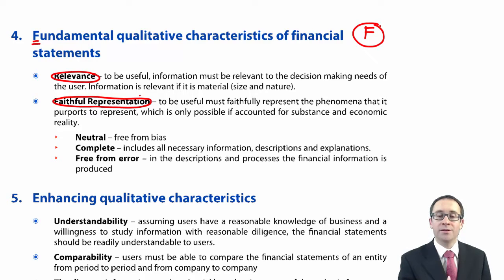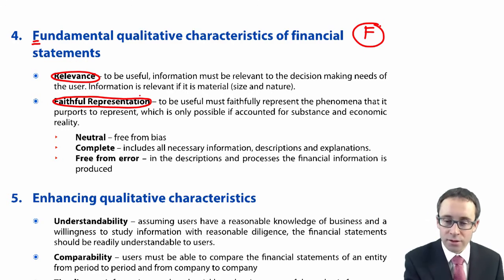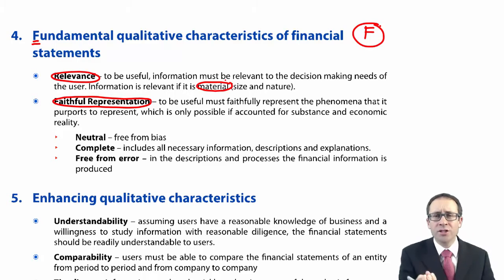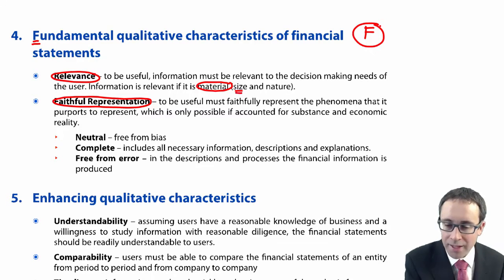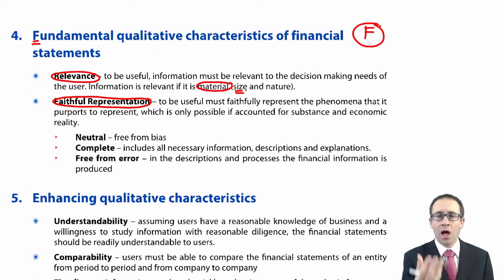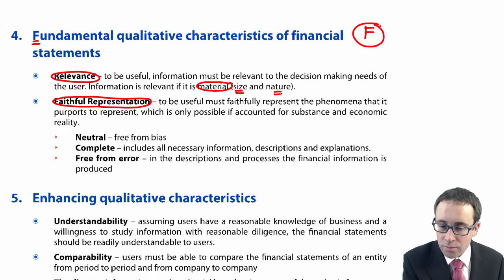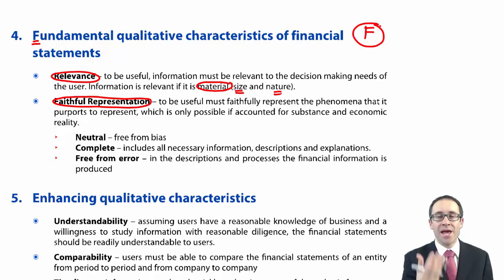So the first one is that the information needs to be relevant. Okay, so something is relevant to the users if it is material. So we're only interested in something if it is material to the financial statements. So that's talking about something by size. If it is a large item, that will be of interest. Maybe that then warrants its disclosure within the notes of the accounts. And also, something is material by its very nature.